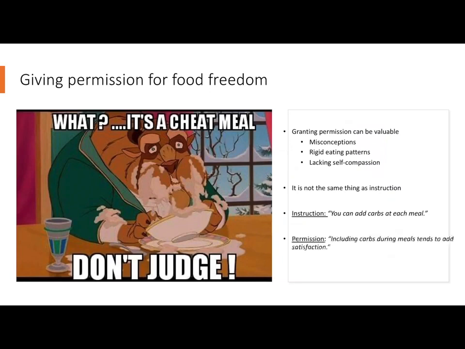Permission is going to say, well, including carbohydrates into your meals can provide a satisfaction layer because it's going to give you these extra nutrients that are more satiating for you. So it is a weird thing for even the client to give themselves permission to eat, and intuitive eating does talk about this. So these are some techniques and some practices that we want to try to implement just by shifting the language, by giving that permission versus instruction, can help remove a lot of those food rule barriers.